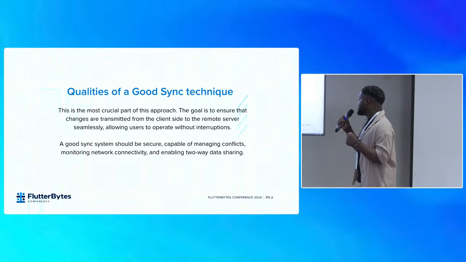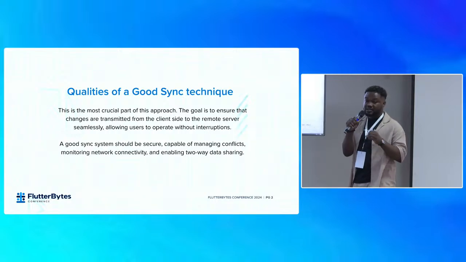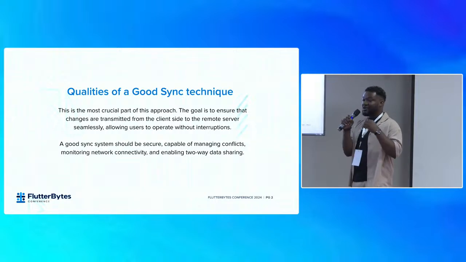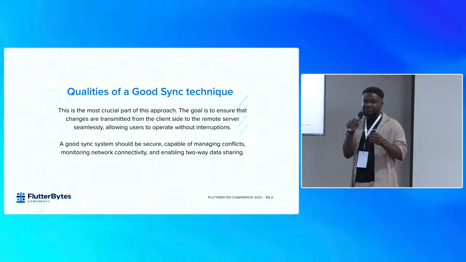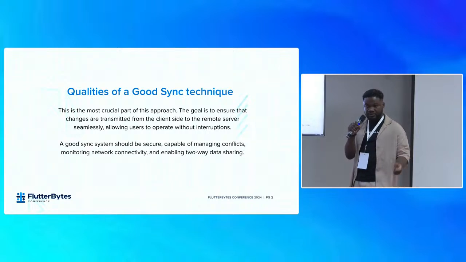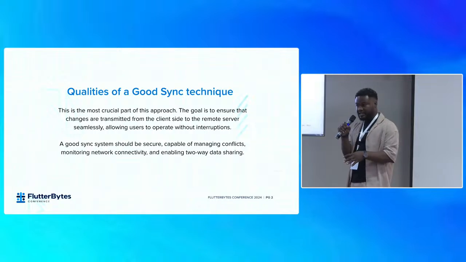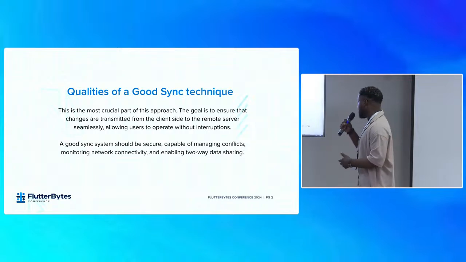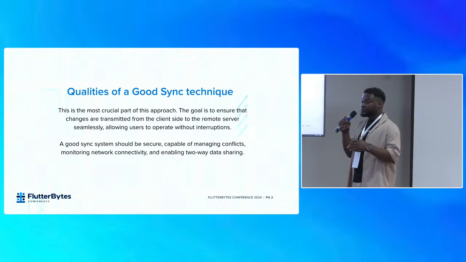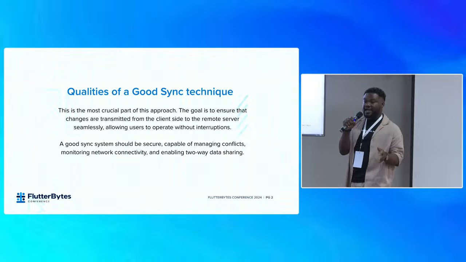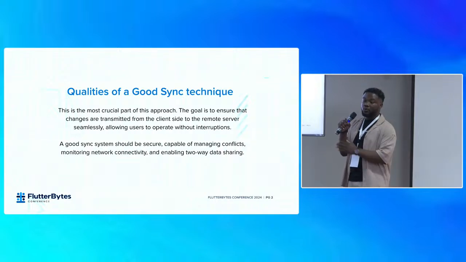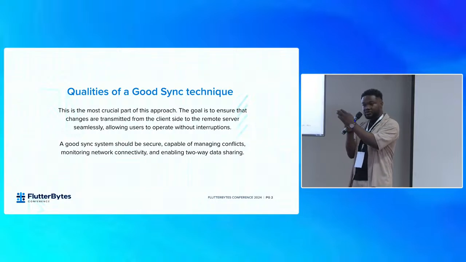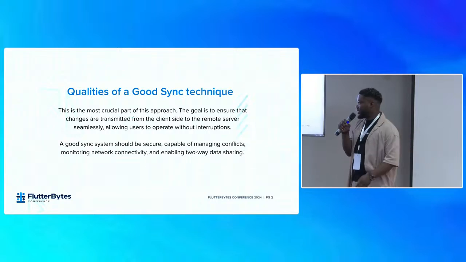Another thing is, as Christopher explained, you have to manage conflicts, and you also have to monitor the network connectivity. You understand that when a user opens the app the first time, they may not have internet, right? And we fetch the data from the local server. So you have to know when the internet is back on, and we need to get the fresh data. That's what monitoring network connectivity means. And it also has to enable two-way data sharing. It means the client should be able to send data through the flow back to the remote server, and the remote server has to also send data through the flow back to the client.